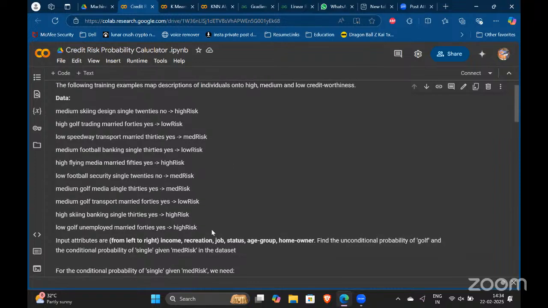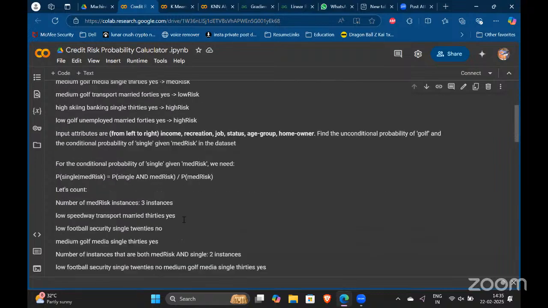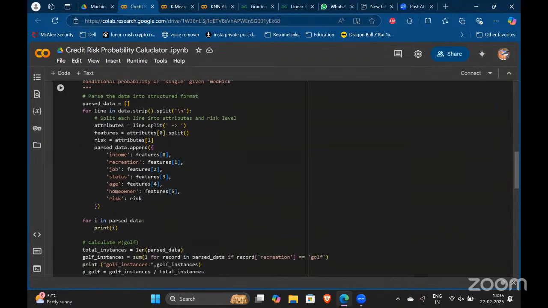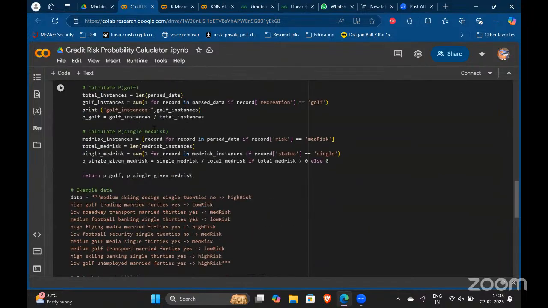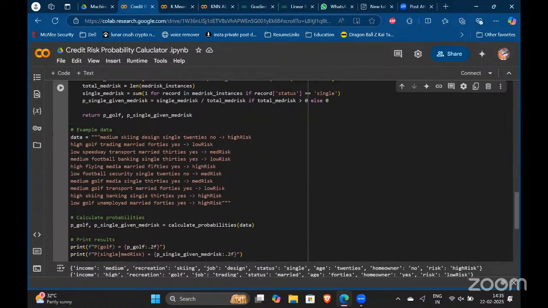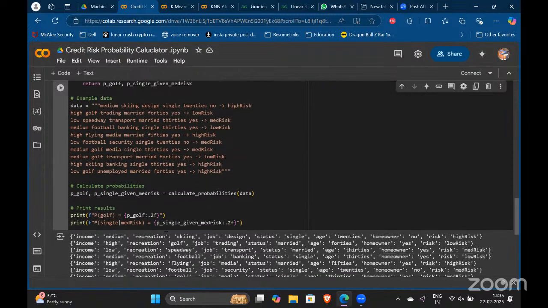So here you can see the income is medium for the first person, recreation is skiing, the job is design, status single, age group 20s, homeowner no, and this is provided as high risk. So likewise, we have multiple values. So what we'll do is we'll try to calculate the probabilities. Okay. So first we'll try to read the data that was provided with us. So this is the example data that was given. Now we'll provide this data to calculate the probabilities. And now we'll try to see.